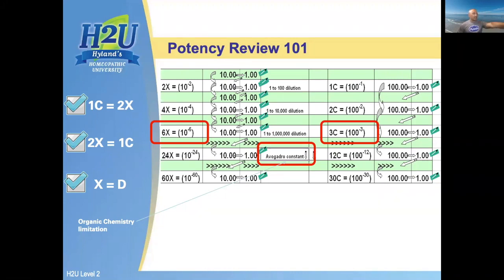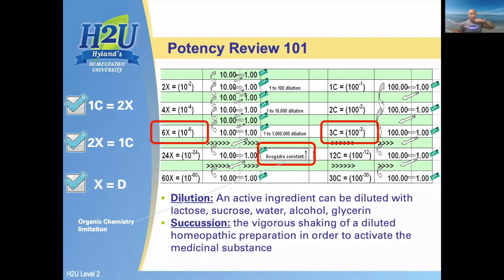So organic chemistry is limited to what they call Avogadro's numbers. So, when you're talking about homeopathic remedies, people say, oh, there's nothing in it. They're talking about Avogadro's constant, where they can't measure particles beyond 24x when you're talking about organic chemistry principles. So they can be diluted with sucrose, water, alcohol, glycerin. Most of the time it's lactose, and I'll talk about the lactose issue that comes up a lot. People go, oh, lactose intolerance, why do you guys put it in lactose? And so we'll discuss that in a sec here.